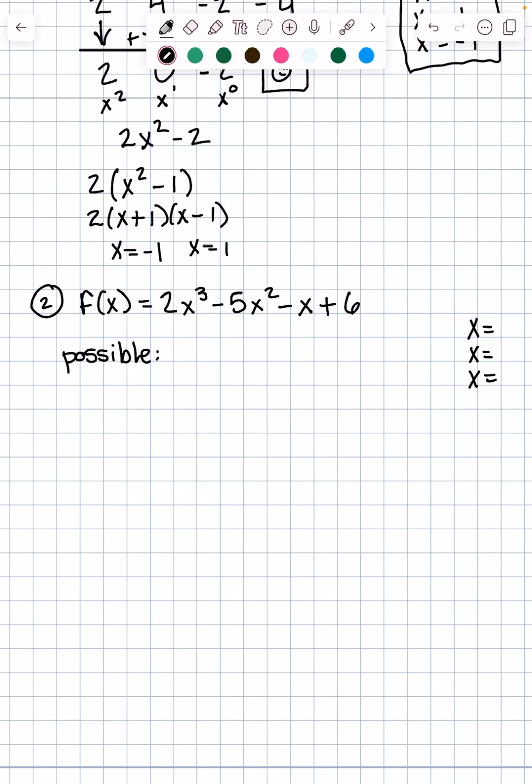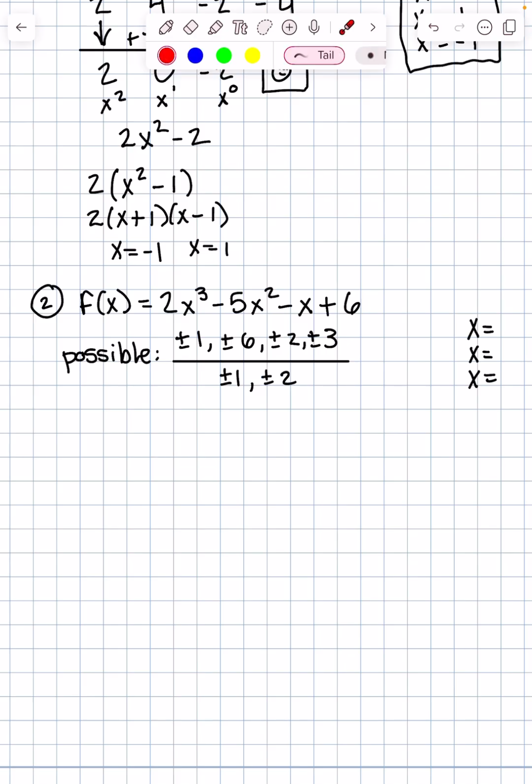So possible zeros are factors of the constant, which is 6. So plus or minus 1, plus or minus 6, plus or minus 2, and plus or minus 3, divided by the factors of my leading coefficient, which is 2. So plus or minus 1, plus or minus 2.